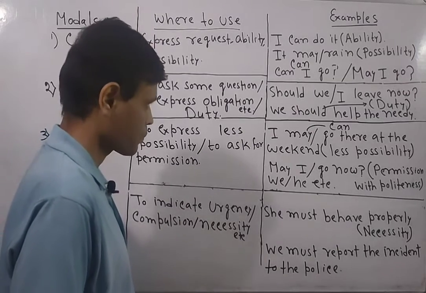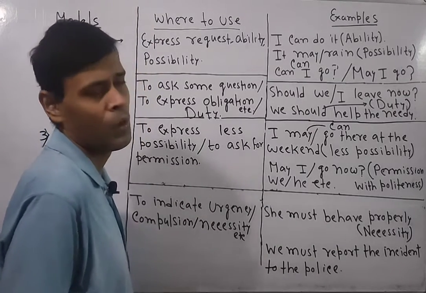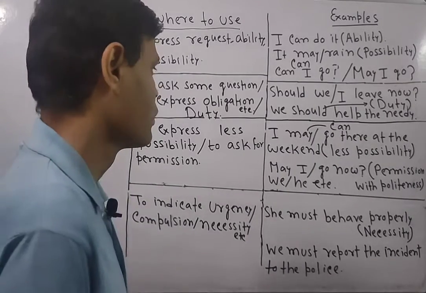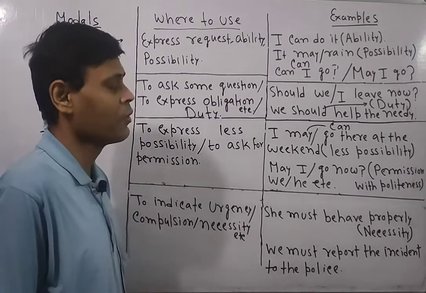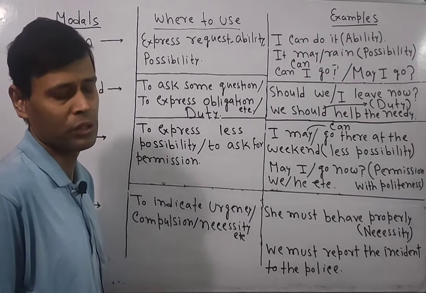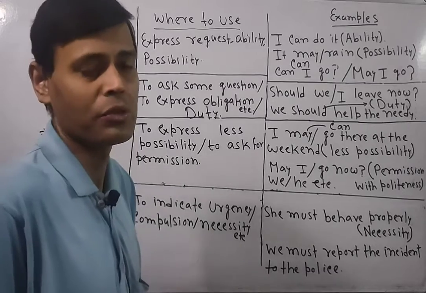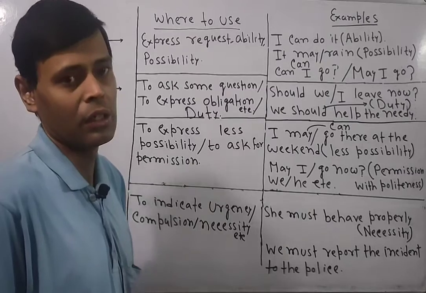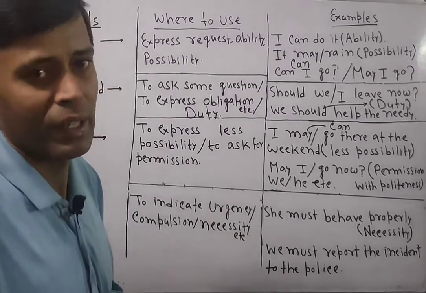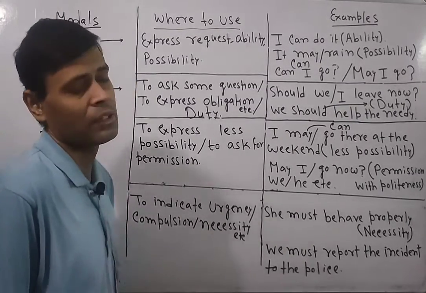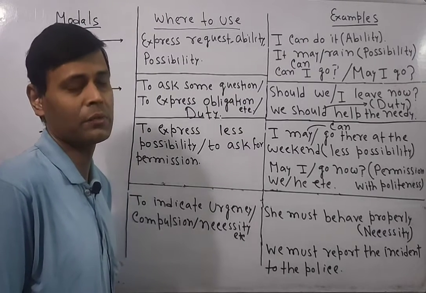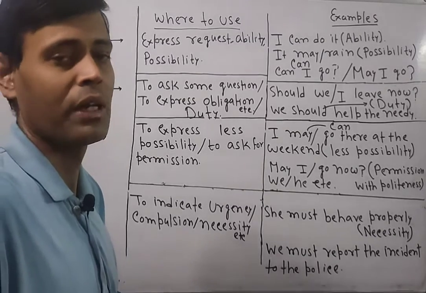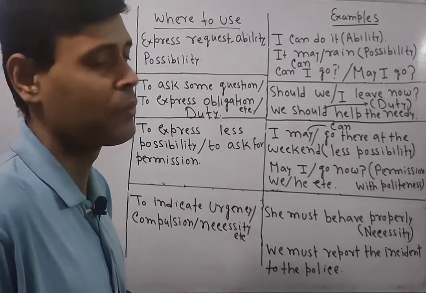So you need to grab these patterns of modal auxiliary verbs and their uses. But at exam time, you have to select or choose the best one. So in case of giving permission, you need to select the modal auxiliary verb may over can. This does not mean can is incorrect, but it is preferable to use may over can while asking for permission.